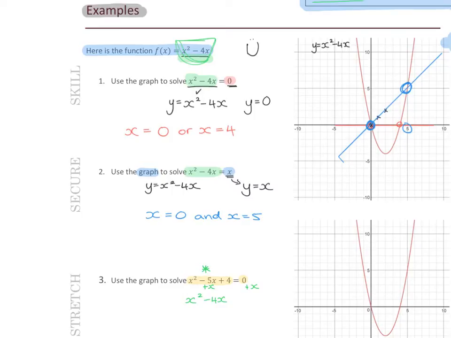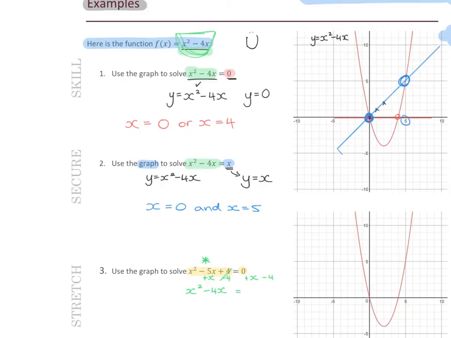Now I don't want the plus 4, so I'm going to minus the 4 and minus the 4 on that side. So that cancels out. And that gives me x squared minus 4x equals x minus 4. And now this is what I want. This is matching the existing graph. So therefore this here is what I need to sketch.